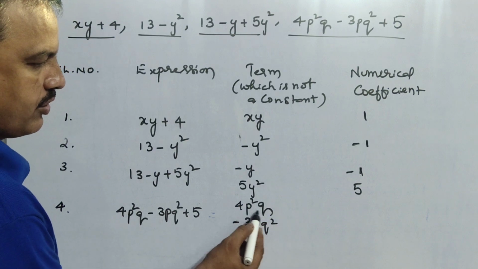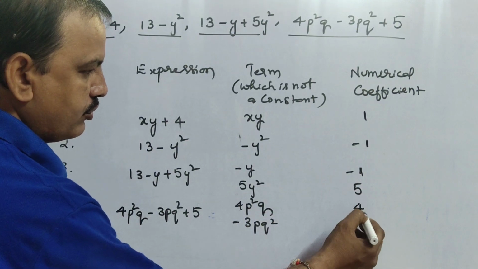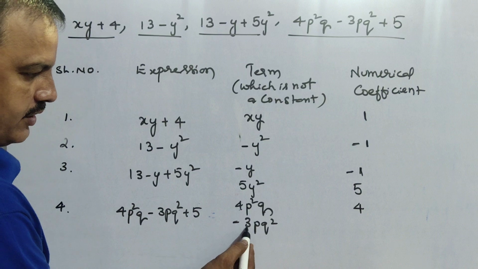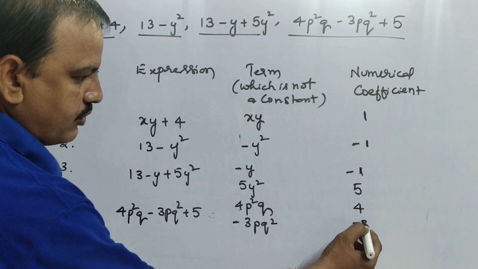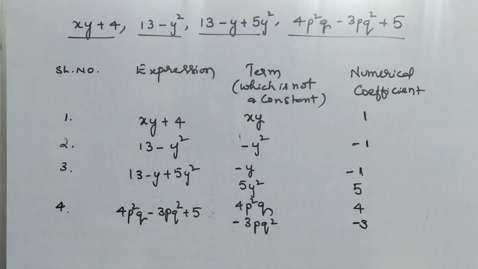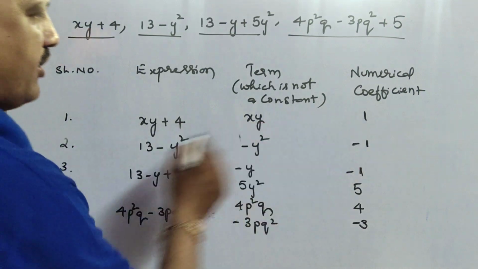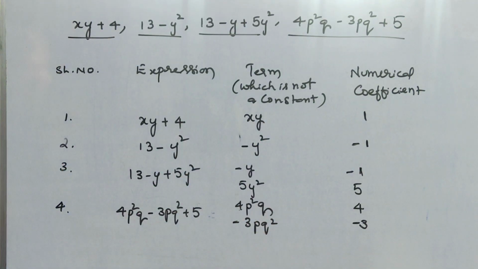Now what is the coefficient of p square q? 4. Numerical means number. Here, minus 3. So like this you have to prepare a table. Draw the lines like this very nicely, and do it. Okay children, is it clear? Next.